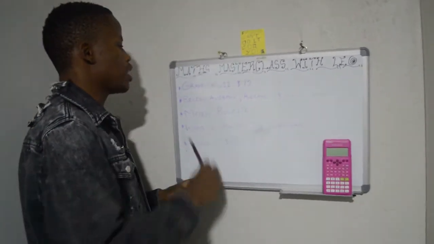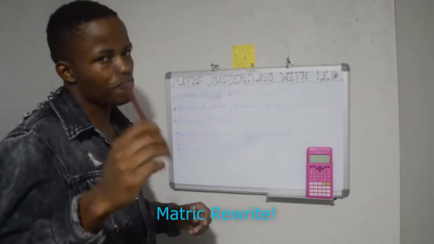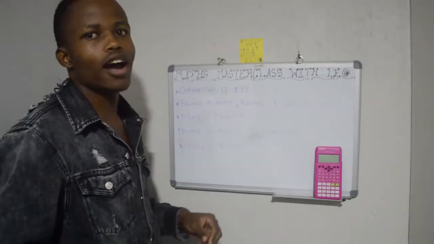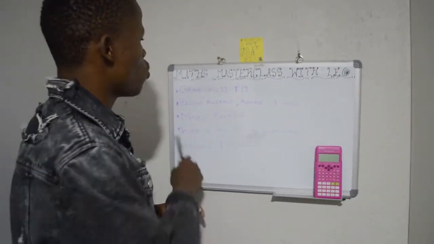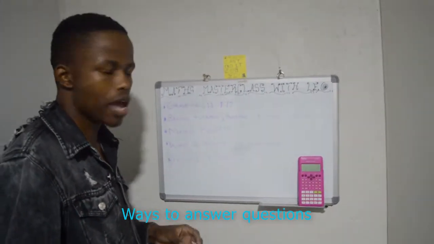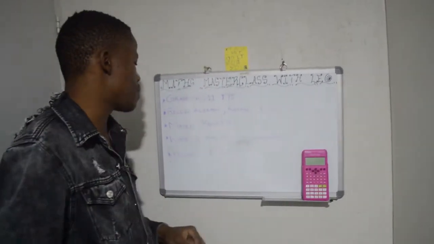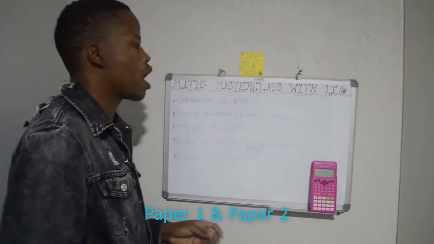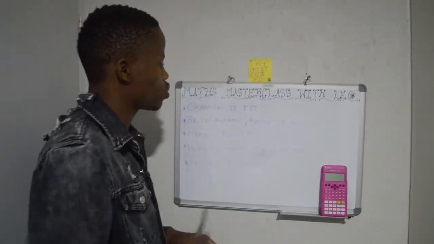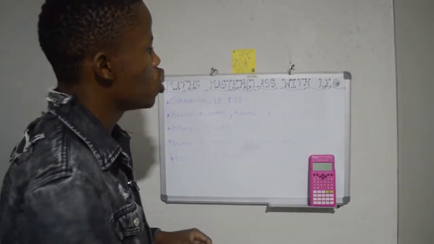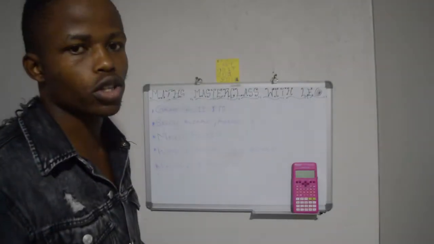We'll also be dealing with learners who want to rewrite maths, who've been struggling with maths. And then we'll be dealing with ways to answer questions, how to attempt questions, how to actually pass maths. And then we'll be dealing with question papers, paper 1 and paper 2. You know those simple chapters in paper 1 when you talk about the average or below average learners. You know those questions. And when we talk about paper 2, you know those chapters, statistics, and so forth and so on.